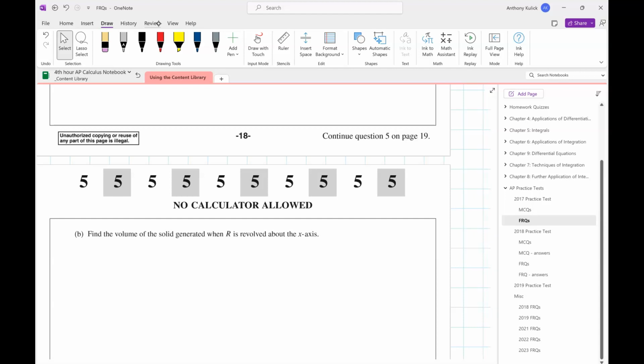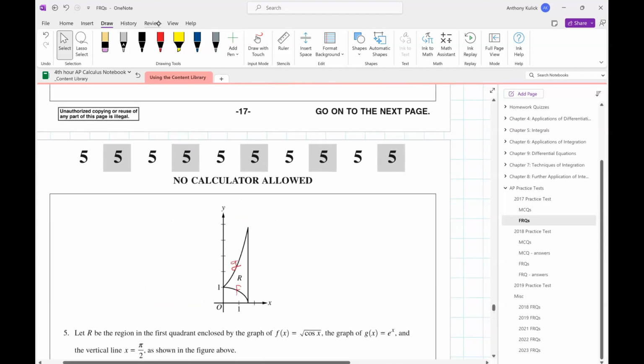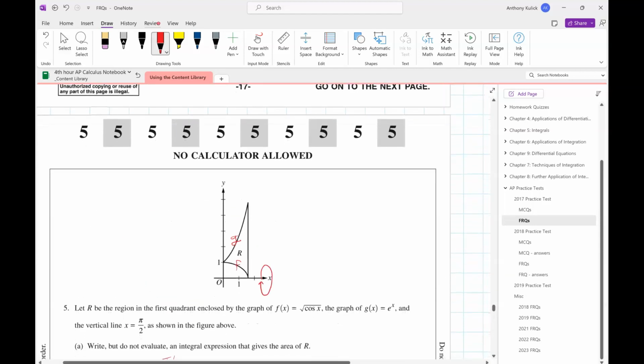Part B says find the solid generated when R is revolved around the x-axis. Let's go back to our picture. So R is being revolved around the x-axis. So we're going to have some kind of solid, right? We're going to use discs or washers. Won't be shells because it's the AB exam. There are no shells. Disc or washer. The one with the hole in it is the washer. You can tell because there's a gap between the solid and the x-axis.